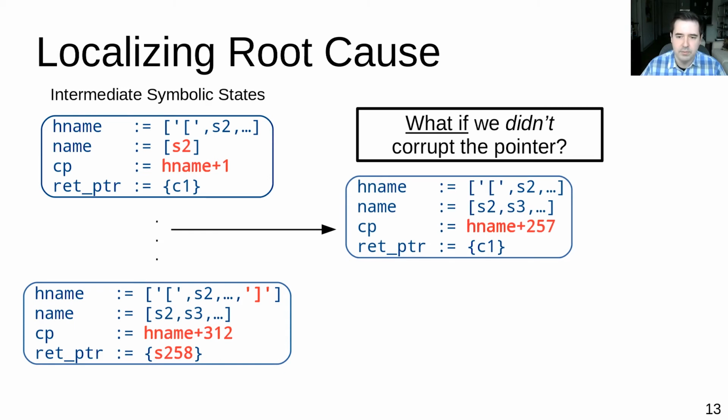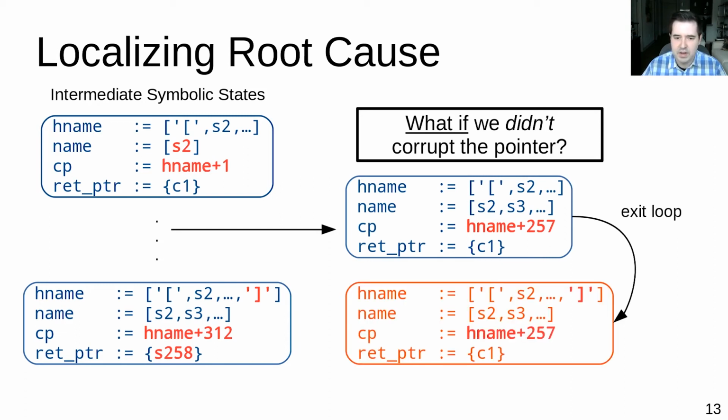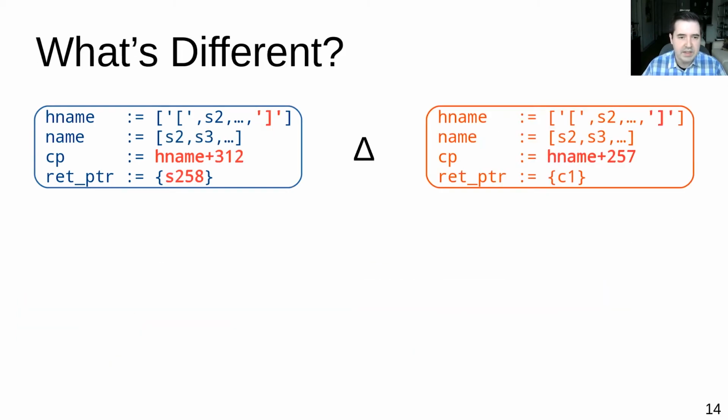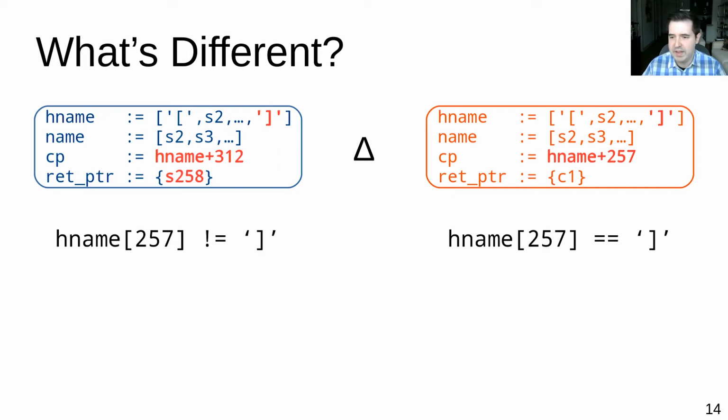And in order to avoid overwriting it, rather than iterating the loop another time, we would have had to exit at this point. And then sure enough, by the end of the function, we see that the return pointer is preserved. So what is the key difference between these two states, the one that overwrote the return pointer and the one that didn't? Well, it turns out that in the one that did overwrite it, at this particular offset in the input, there's no close bracket, whereas in the one that didn't, there is a close bracket. And these constraints directly contradict each other.